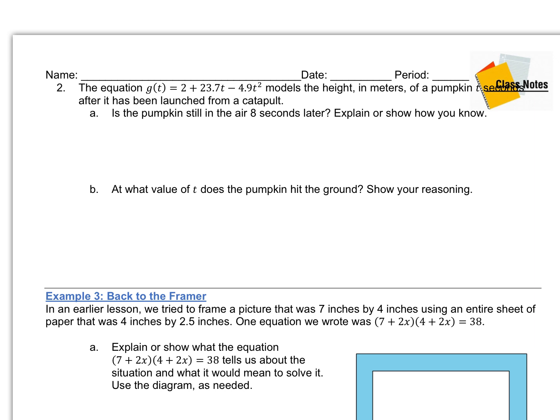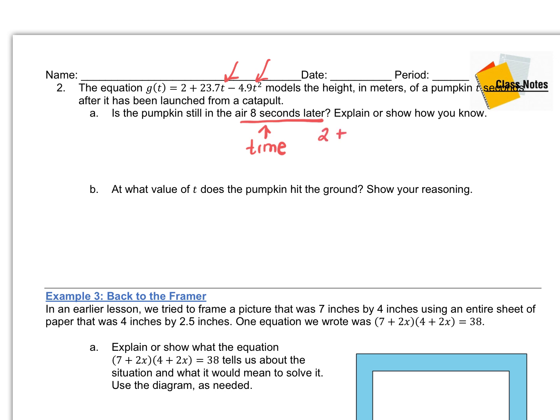Really hope you guys pause the video at that point. So to answer question 2A, is the pumpkin still in the air 8 seconds later? Okay, so think about what information is that. They're giving me a time, right? So time is t. So I'm going to go ahead and plug that into the equation.